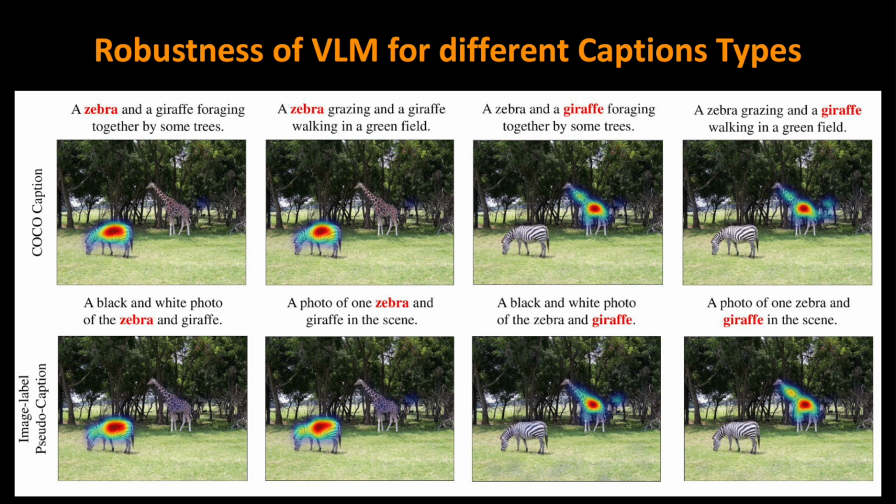In the top row, we generate activation maps using GradCAM by providing COCO captions and the objects of interest, such as zebra or giraffe. Similarly, in the bottom row, activation maps are generated using GradCAM with pseudo-captions generated from image labels and the same objects of interest. Here, we can observe that irrespective of caption type, our method is robust and generates accurate GradCAM maps.